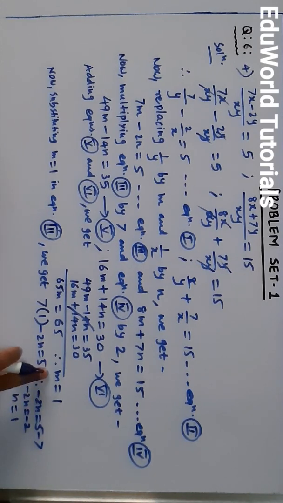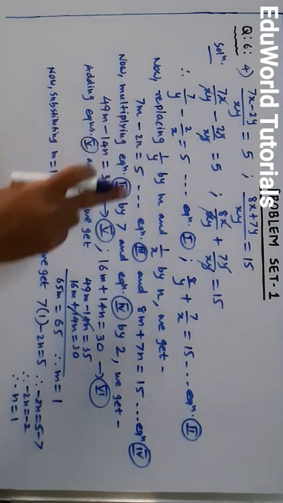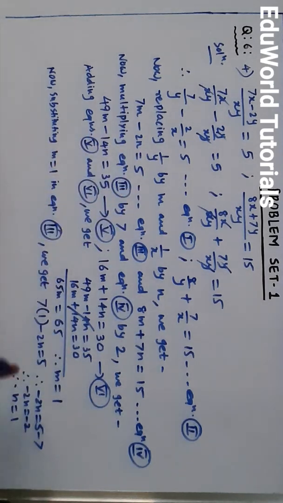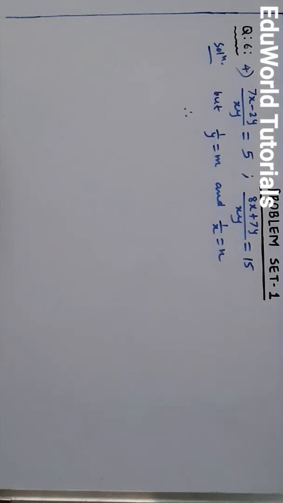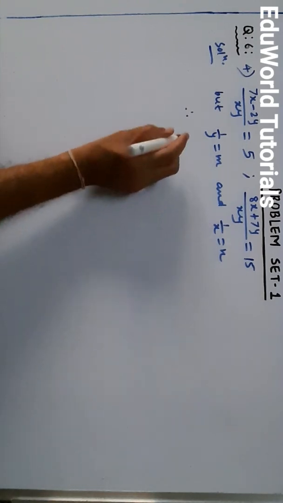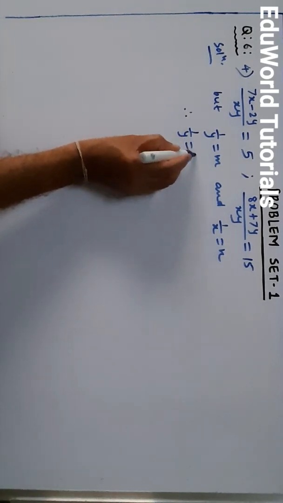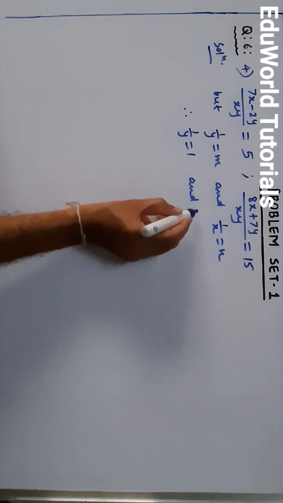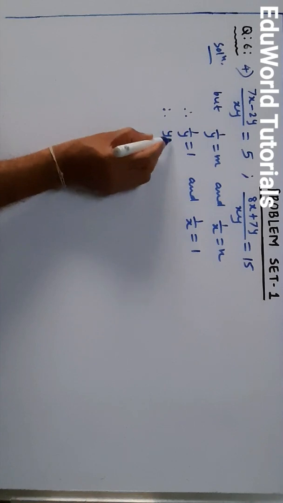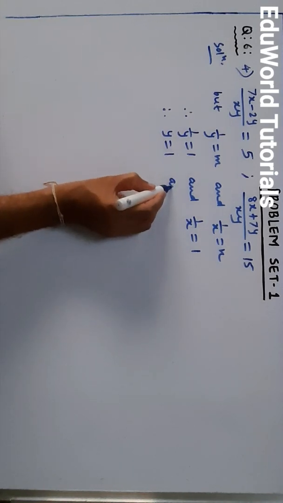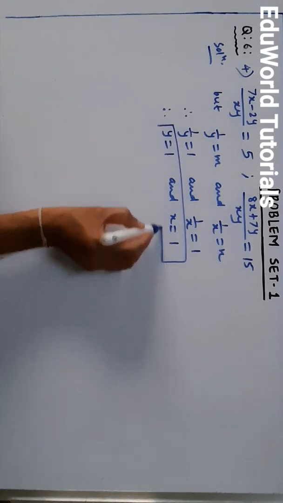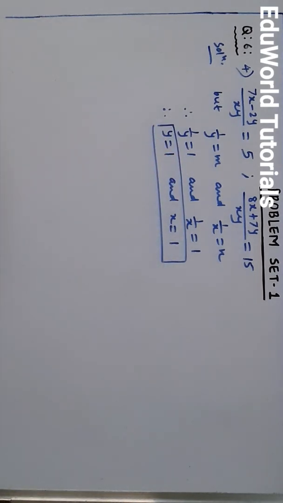But we know that m is nothing but 1 upon y and n is nothing but 1 upon x. So we resubstitute the values of m and n. 1 upon y is equal to m, we got 1, and 1 upon x is equal to n, also 1. So on cross multiplying we get y equal to 1 and x also equal to 1. So this is the solution of the given simultaneous linear equations.